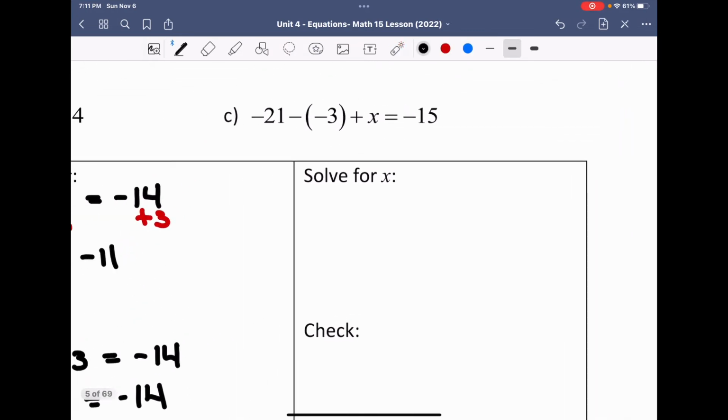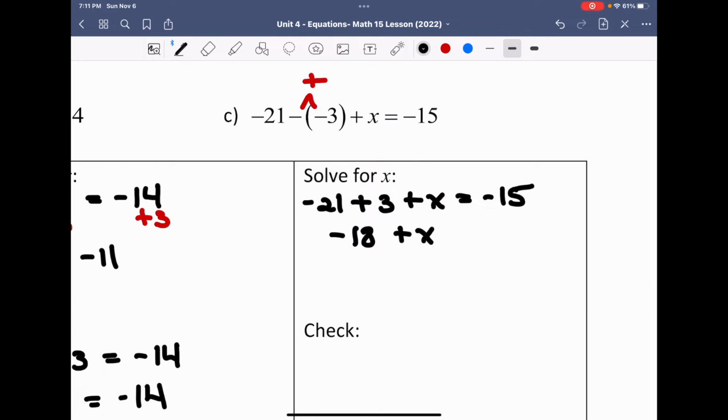Here's the big thing with C. I'm going to rewrite it as the original, but I want to note something right away. I have two constant terms on the left-hand side, and more specifically, I have a negative and a negative that become a positive. So when I go negative 21, it's going to be plus 3 plus x is equal to negative 15. I'm going to combine the like terms of negative 21 and 3, which give me negative 18 plus x is equal to negative 15. And now to undo the operation here, I'm going to go plus 18, effectively removing 18 from the left, isolating x as positive 3.